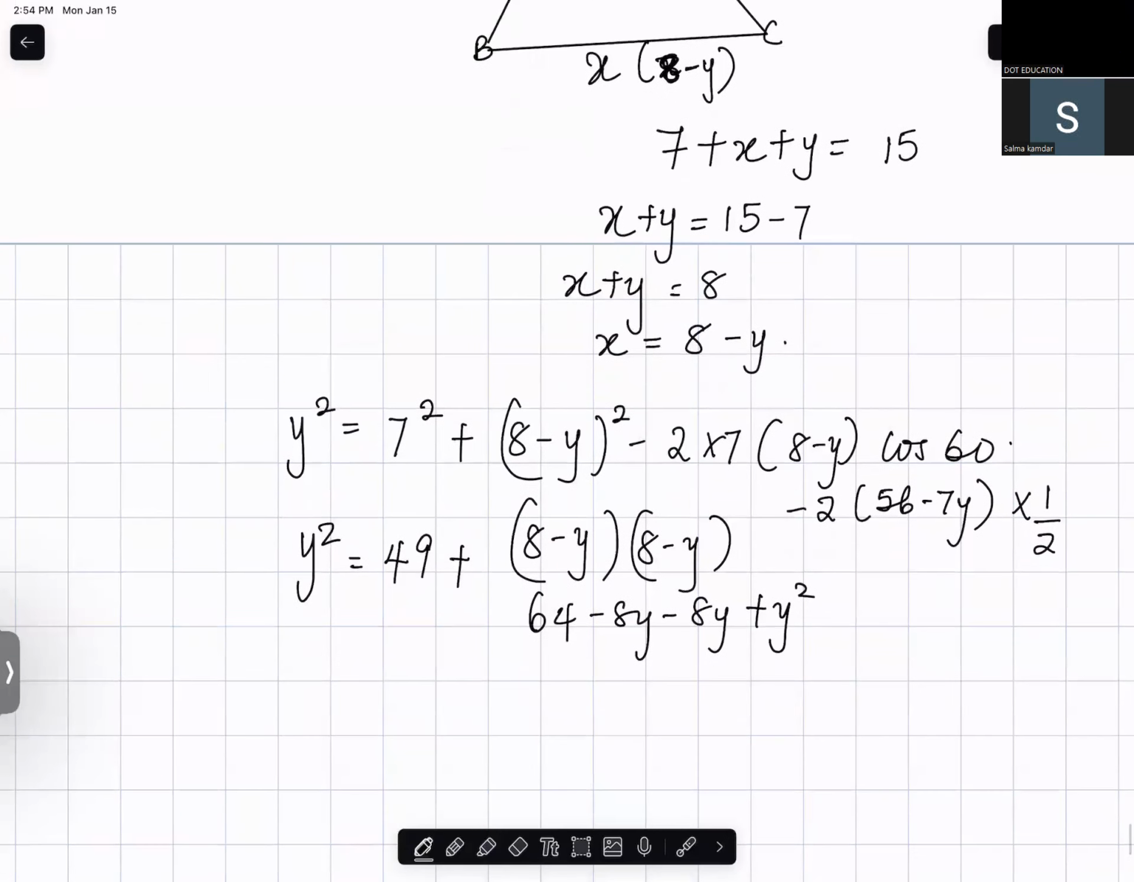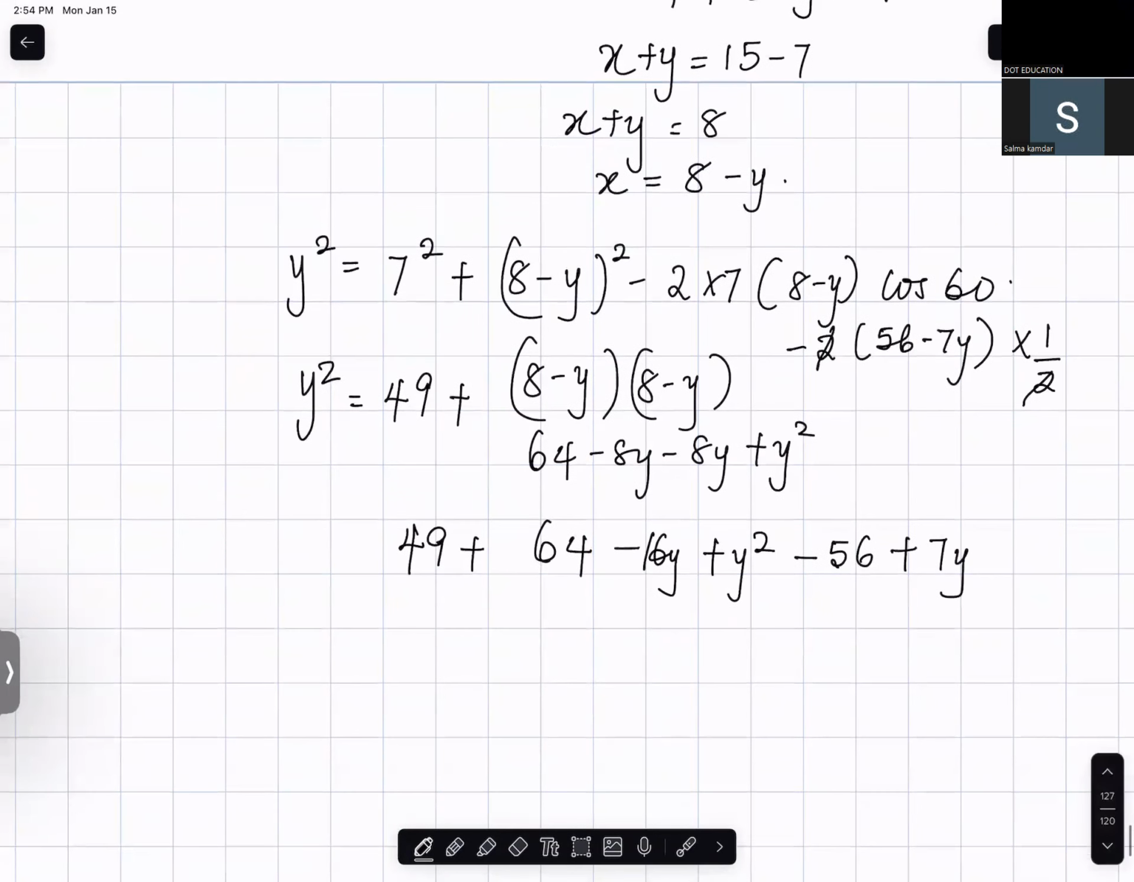I have 49 plus 64 minus 8 minus 8 is minus 16y plus y squared. So this 2 here cancels out. Opening the bracket, I have minus 56 plus 7y. So that is the value of our y squared.